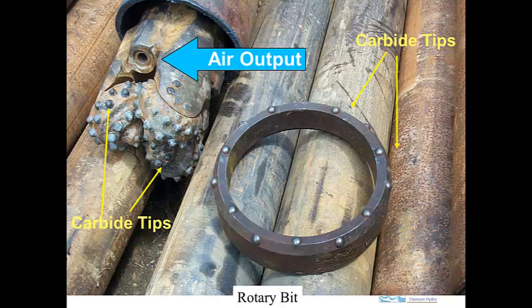So here's a tricone bit. There's one of the cones right there, and you can see these carbide buttons quite well. There's another cone and there's another cone behind. And this is for an air rotary rig, and the air comes out here and entrains the particles and brings them back up.